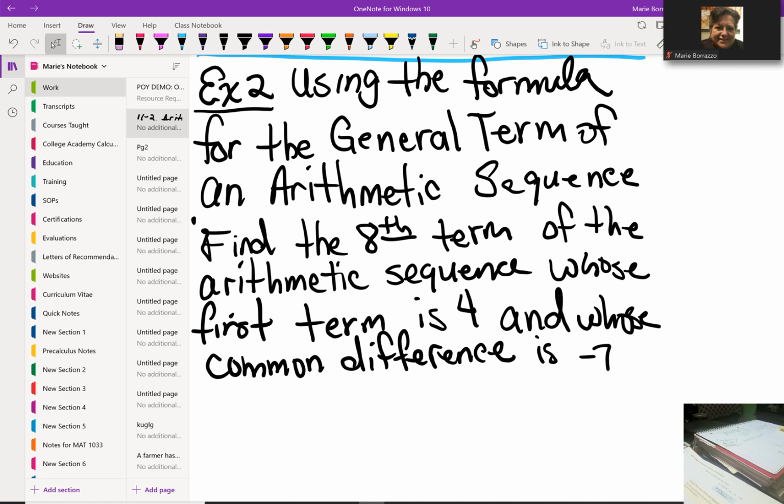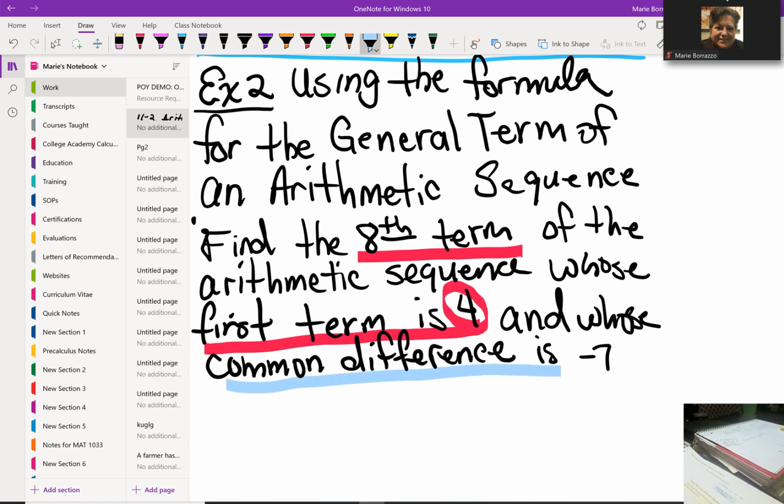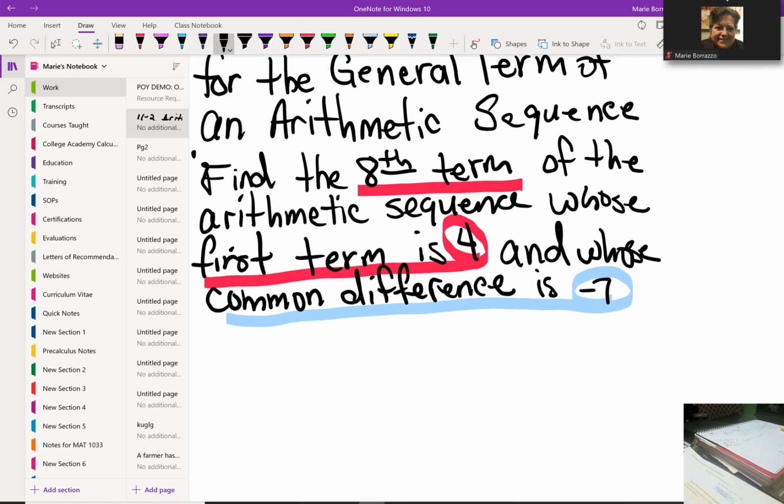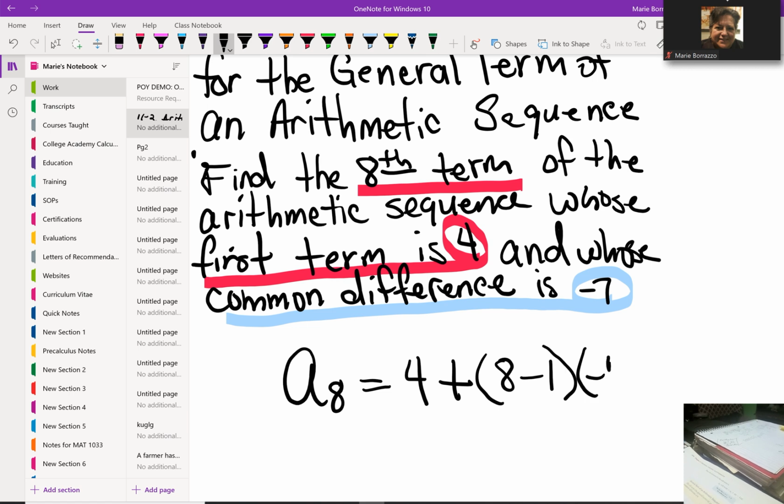And so we begin with what we do know, because we know quite a few things here. First of all, we're finding the 8th term. We know that the first term of this is 4. We also know that this common difference is negative 7. And we begin by saying, in this case, a sub 8 is going to be equal to that first term plus, since n is 8, 8 minus 1 times negative 7.